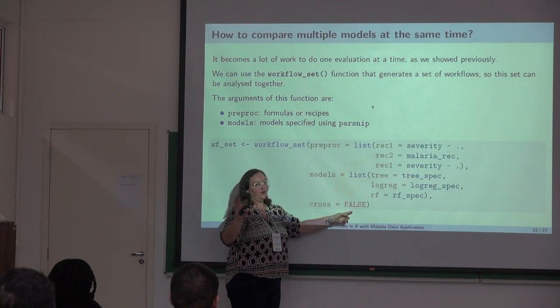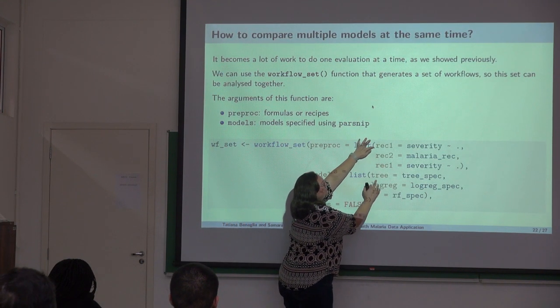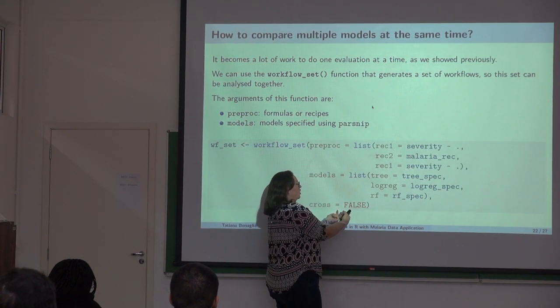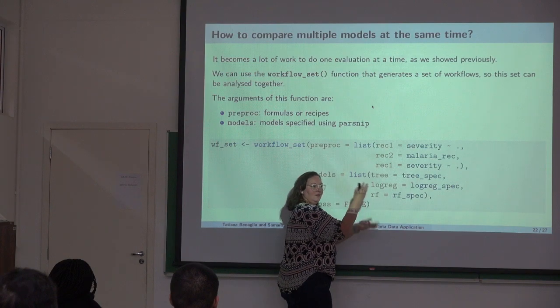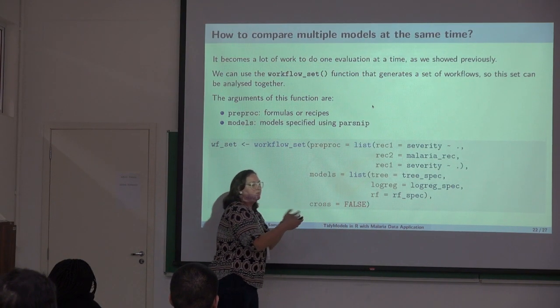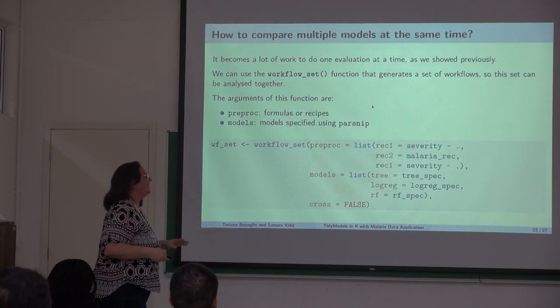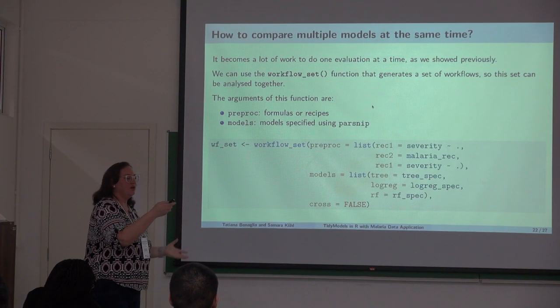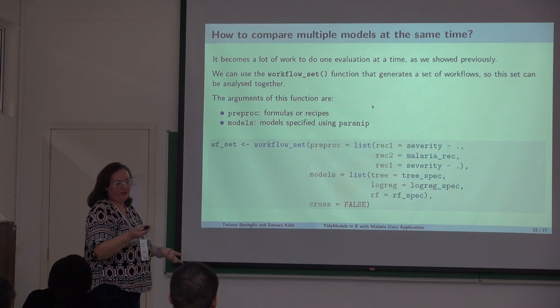If I use cross-false, I'm just doing this with this, this with this, this with this. If I use cross-true, I can cross-product. So it's up to you. Then it has a workflow set. So I'm just saying, I have this many workflows, I need to fit them.